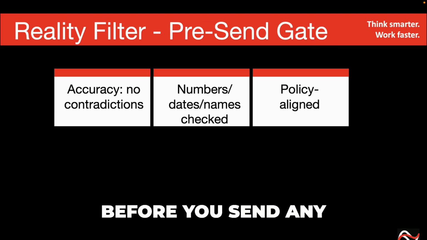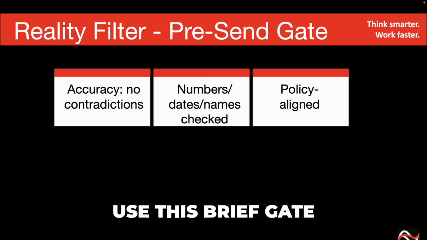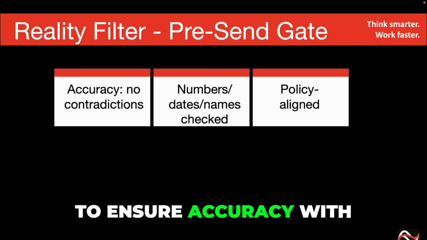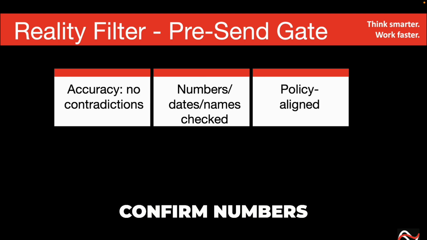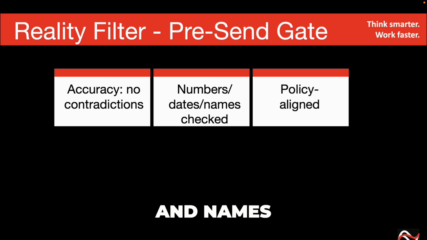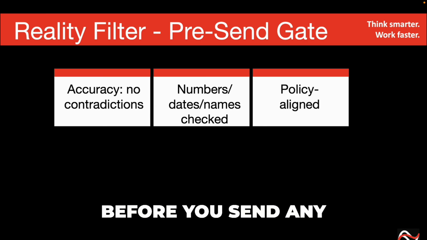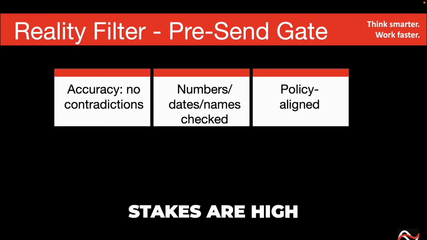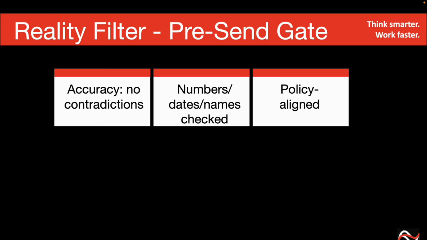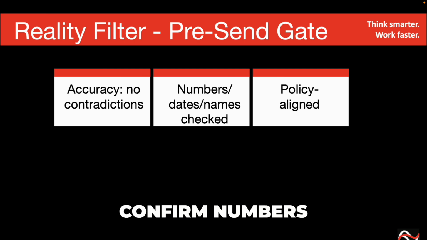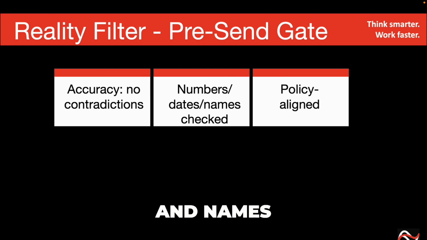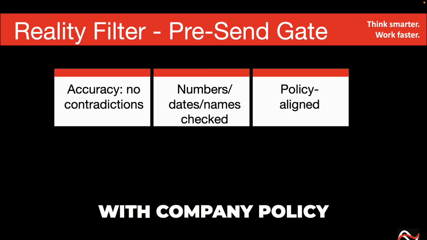Before you send any AI-assisted work when the stakes are high, use this brief gate. First, ensure accuracy with no contradictions. Second, confirm numbers, dates, and names. And third, make sure it's aligned with company policy.